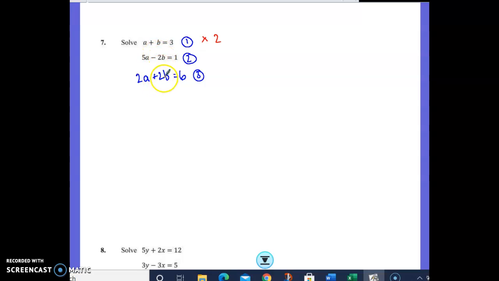I've got a minus 2b and a plus 2b. I've got opposite signs, so I want to add. 5a plus 2a is 7a. Minus 2b, add 2b is 0. Good, that's what I want. 1 add 6 is 7. 7a is 7, so a must be 1.